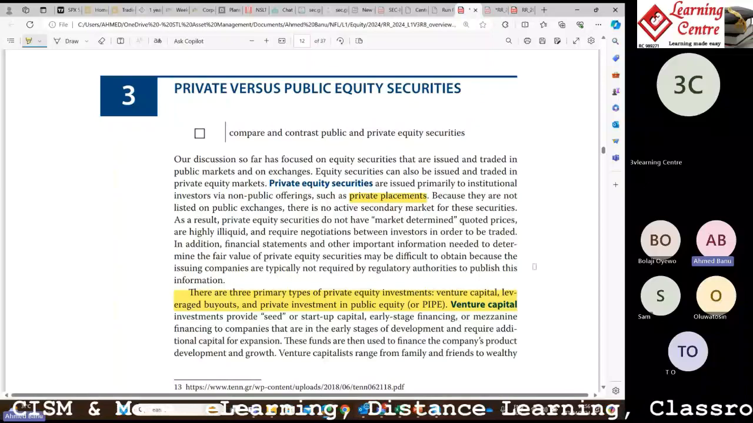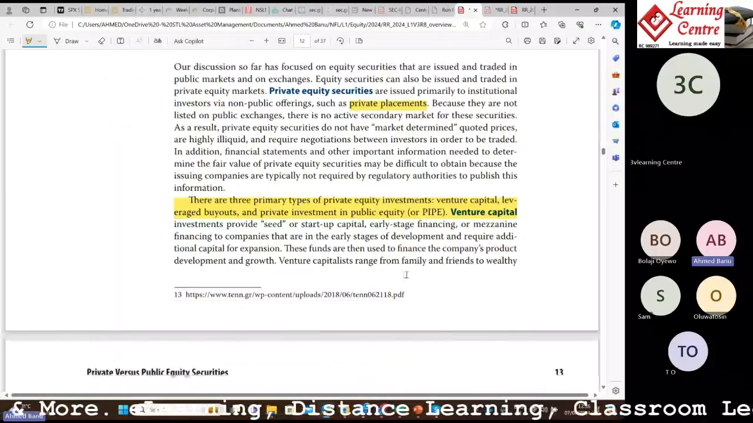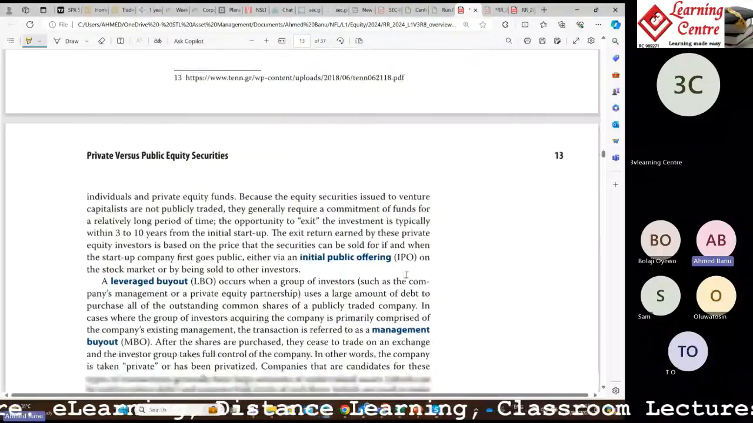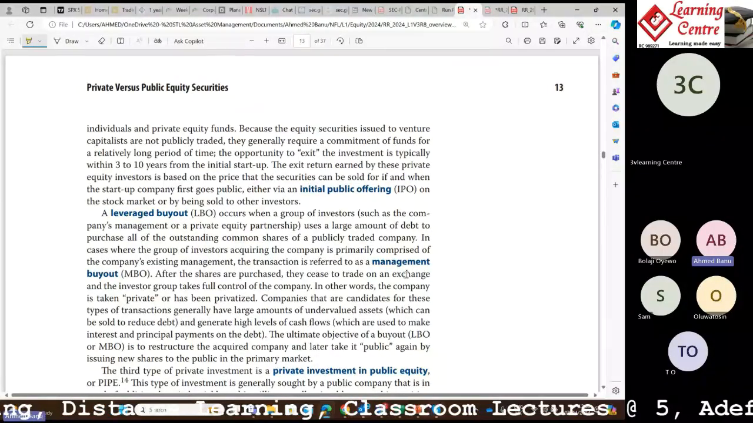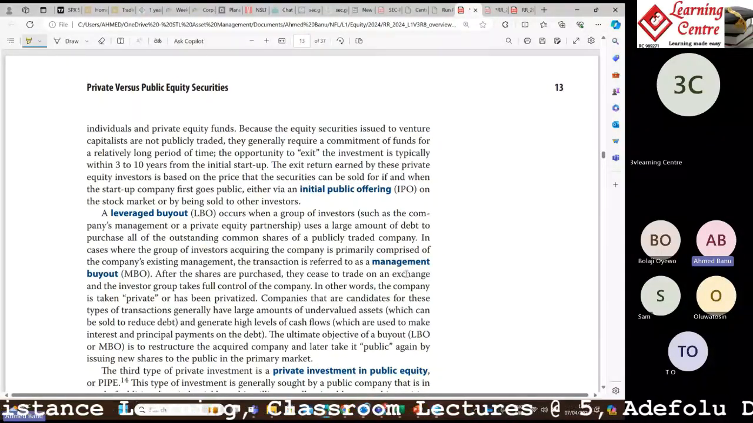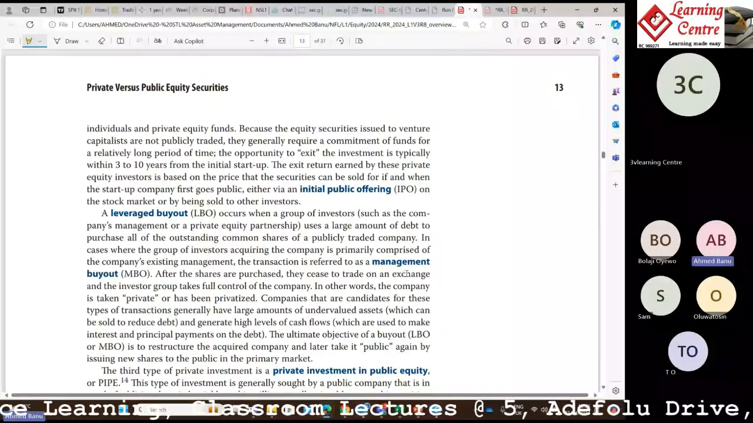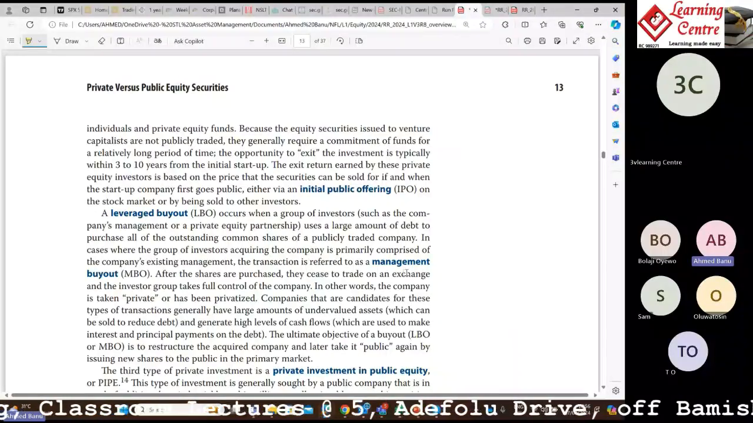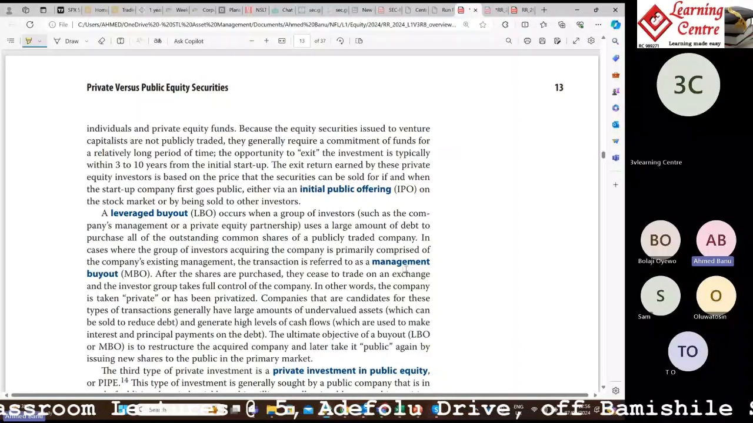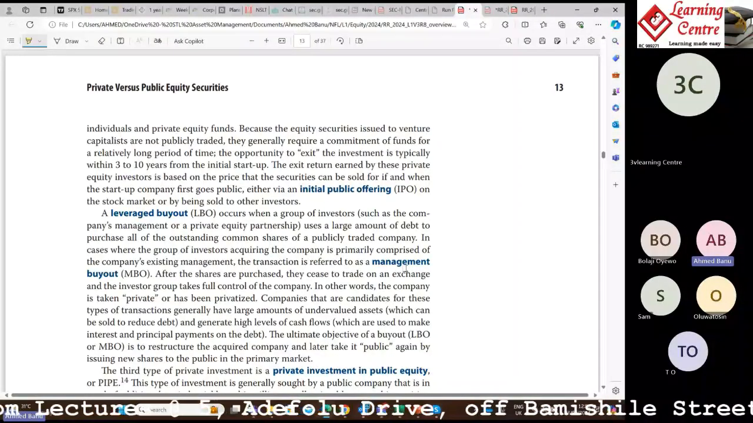Then we now have, which are things that you see in your alternative investments, what we call leveraged buyout. A leveraged buyout is when a group of investors borrow money in order to acquire a company. And most times it is to acquire a public company and take the company private.